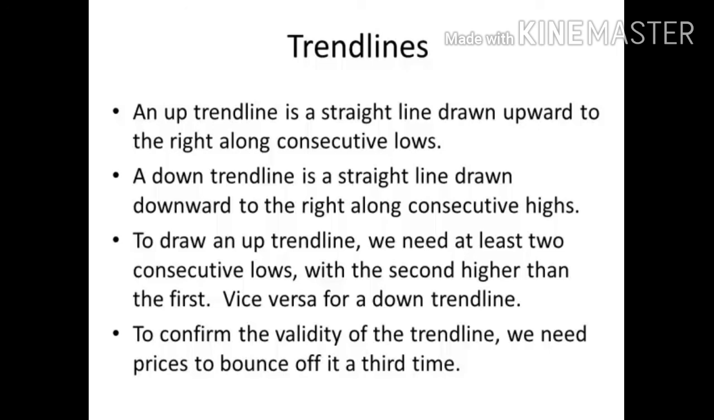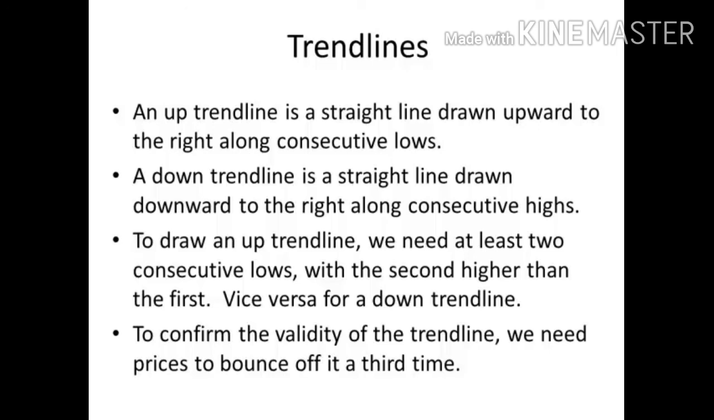Now, in order to draw a trend line, we need to have a couple of points in place, right? So let's take the example. Let's say we want to draw an uptrend line. To do this, we need at least 2 consecutive lows, with the second low higher than the first. So we need at least 2 points to draw a trend line, right? And vice versa will be the case for a downtrend line. We need at least 2 consecutive highs, with the second one lower than the first, for a downtrend line.